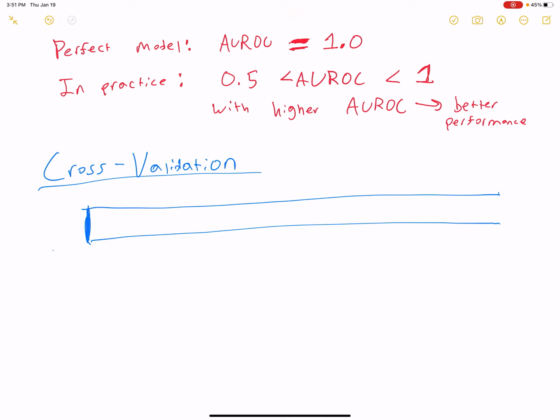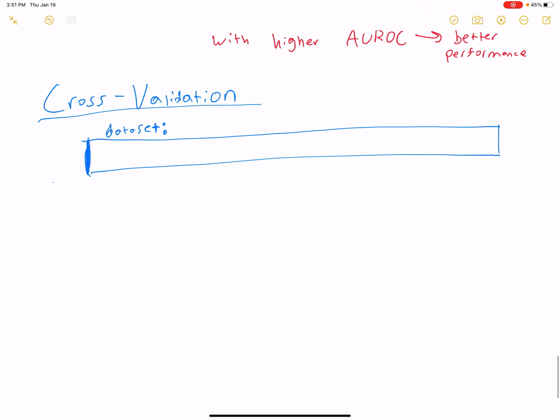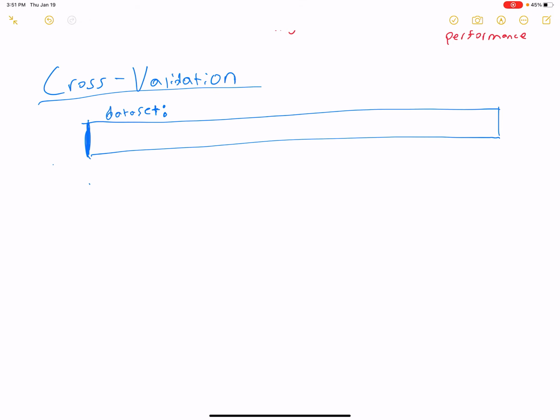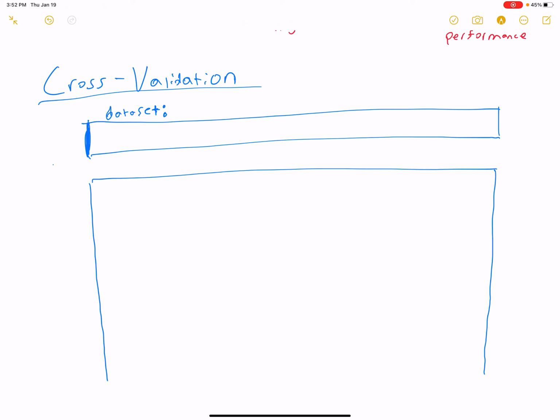cross-validation. So we, again, are drawing this rectangle to represent the data set. And what we do in cross-validation is we split up the data into train and test sets. You also have a validation set, but I'm not gonna draw that here, but it's the same concept.